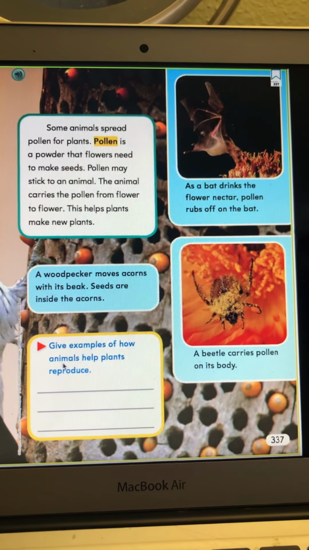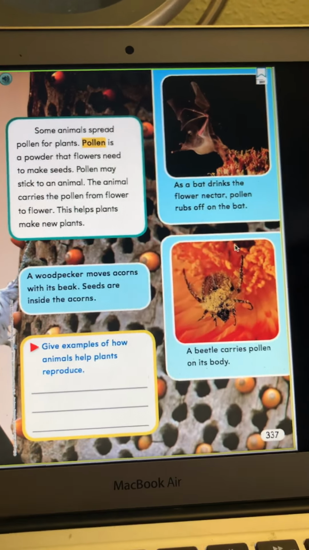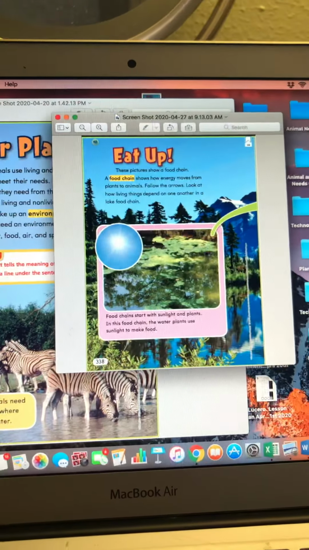Give an example of how animals help plants reproduce. So you could use any of these examples. Just a few more.